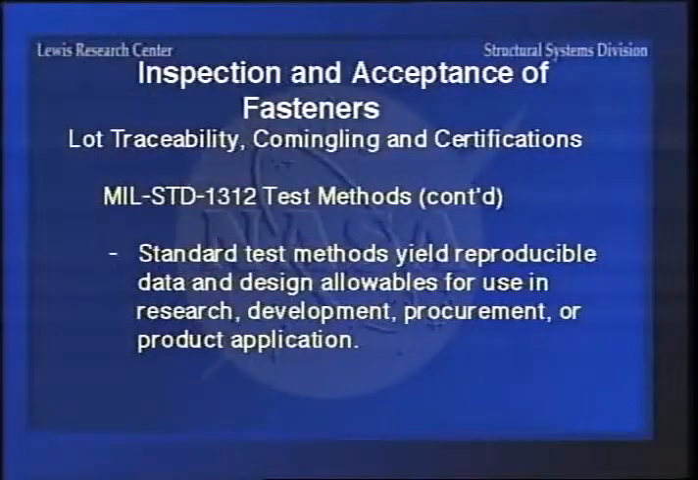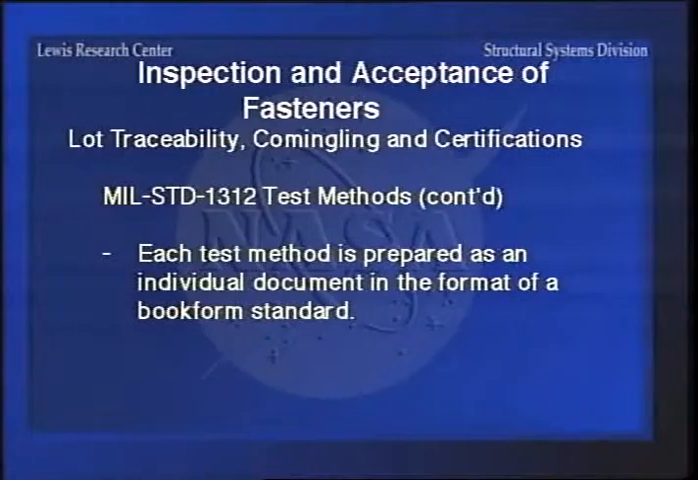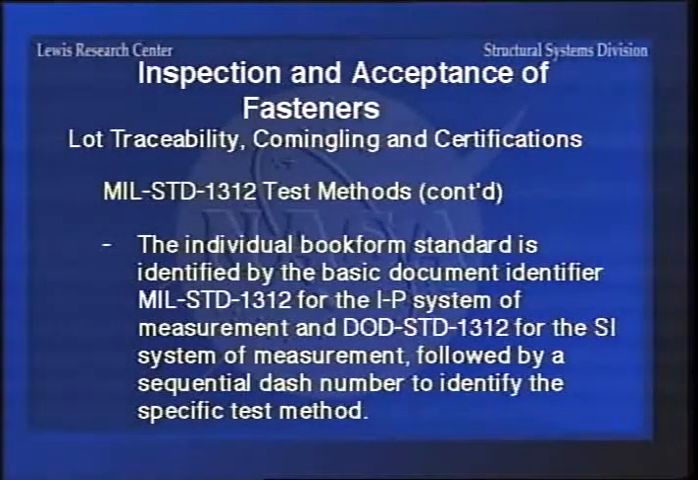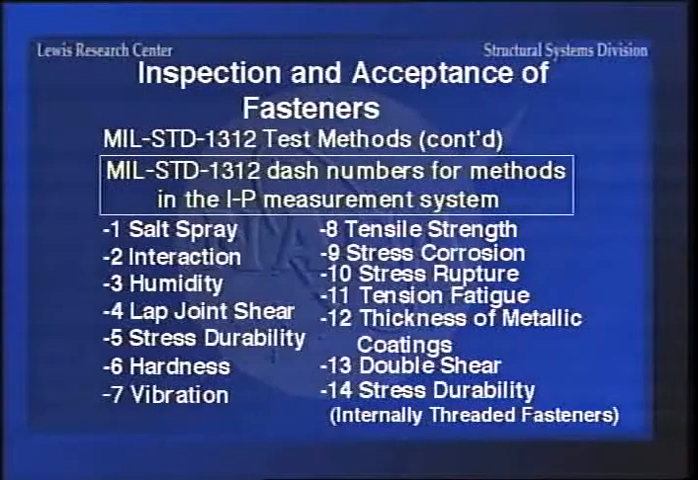5. Each test has a standard method spelled out, and there are book forms for each one of them, so that you have a dash number for it that gives you a standalone document, if you will. So if you turn over to the next page, here are the different categories: the salt spray test that we've covered, the interaction test, humidity, lap shear test, stress durability, hardness testing, tensile strength, stress corrosion, stress rupture, fatigue, the thickness of metallic coatings, and double shear testing.